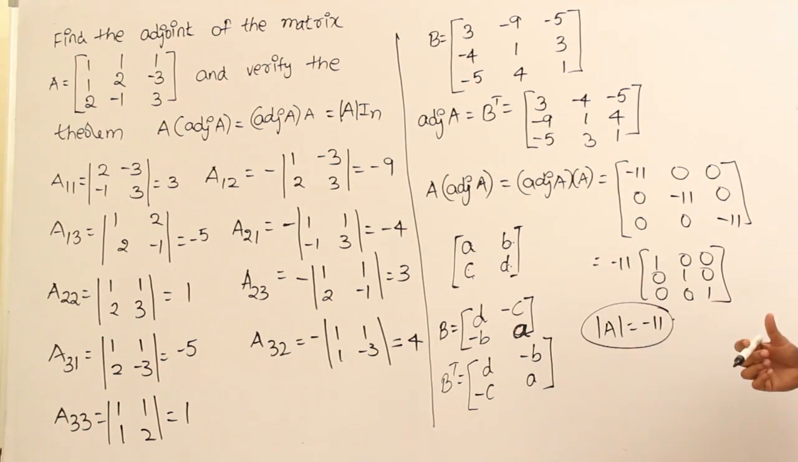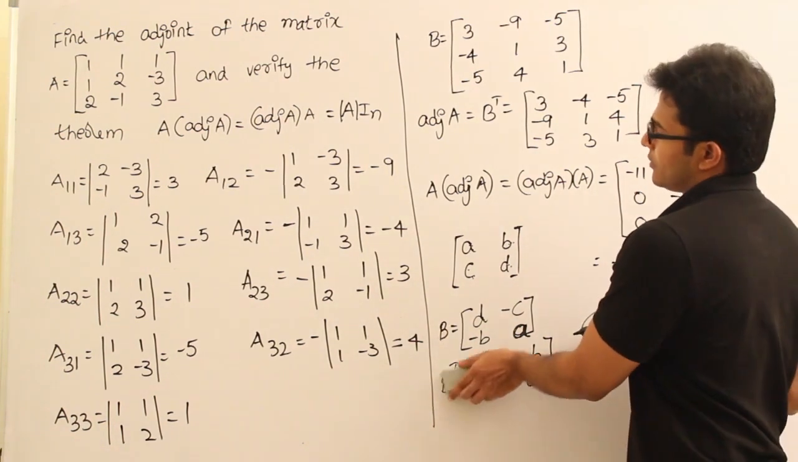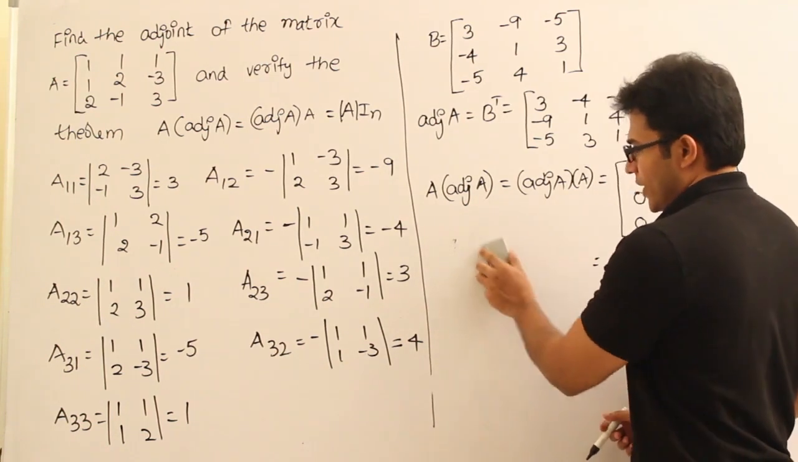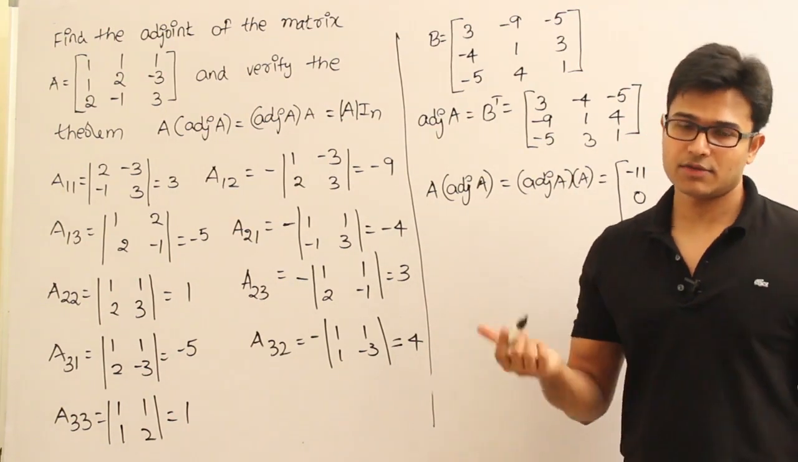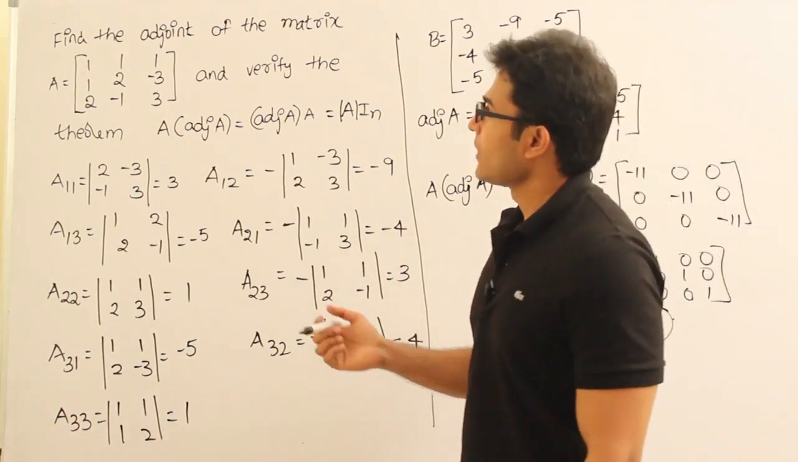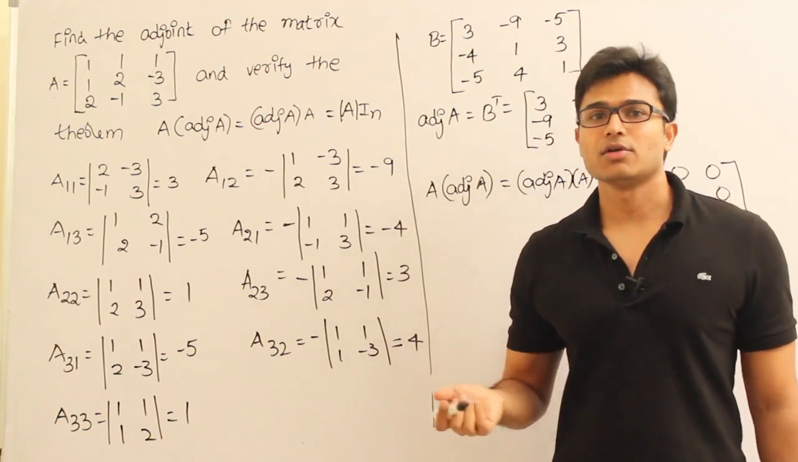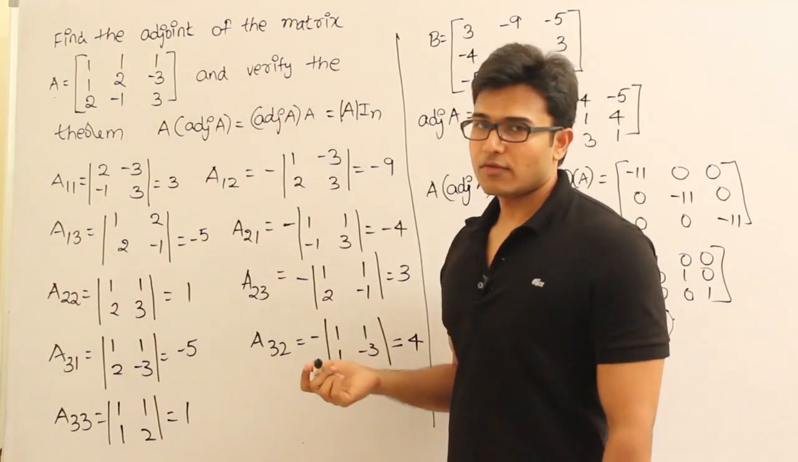So now let's see how to find the adjoint of a 3 by 3 matrix. The same way, I'll take the cofactor of every element and then form the matrix B and then take the transpose of it, which is going to be the adjoint, right? So watch it. Now A is this matrix. I want to find the adjoint of this. So what I'll do is find the cofactor of every element.